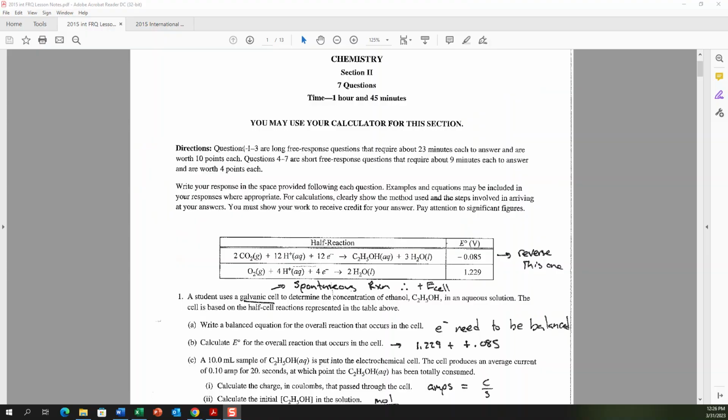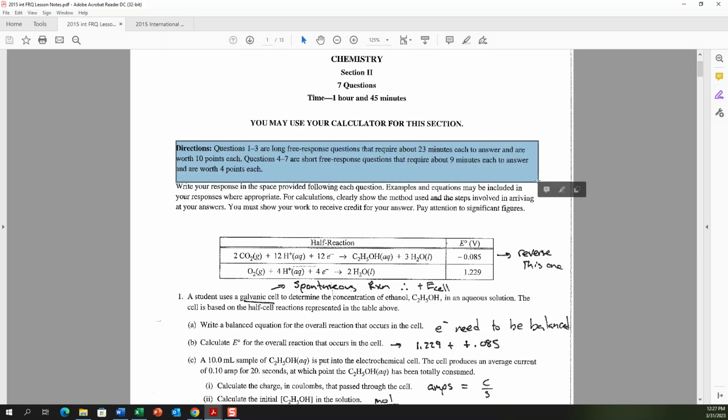So again, just to highlight, understand how the test is structured. The free response portion of the test, you get 105 minutes, an hour and 45 minutes. It's 46 points total, and this is half of your AP score. The other half of your AP score is based on your multiple choice portion of the test.